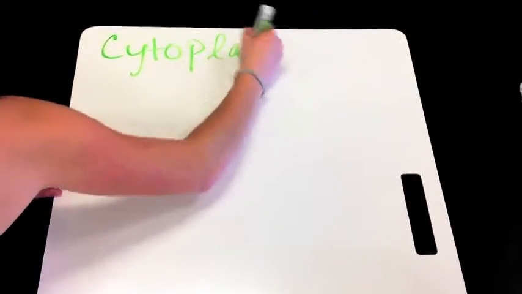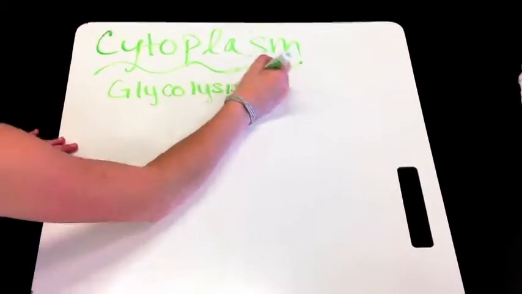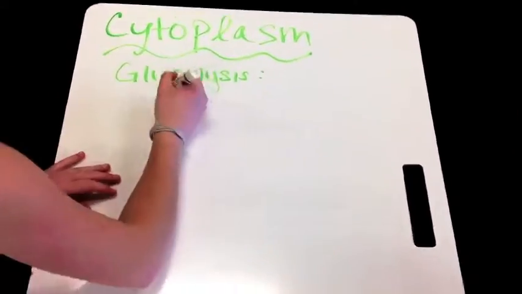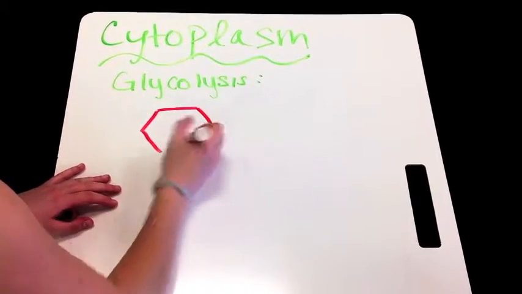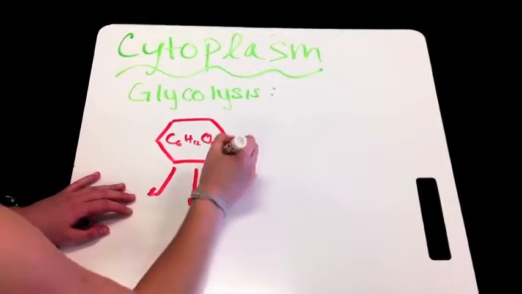The first step in cellular respiration takes place in the cytoplasm. This first step is called glycolysis. Glycolysis begins with the breakdown of glucose. Glucose can be obtained by eating foods such as waffles.